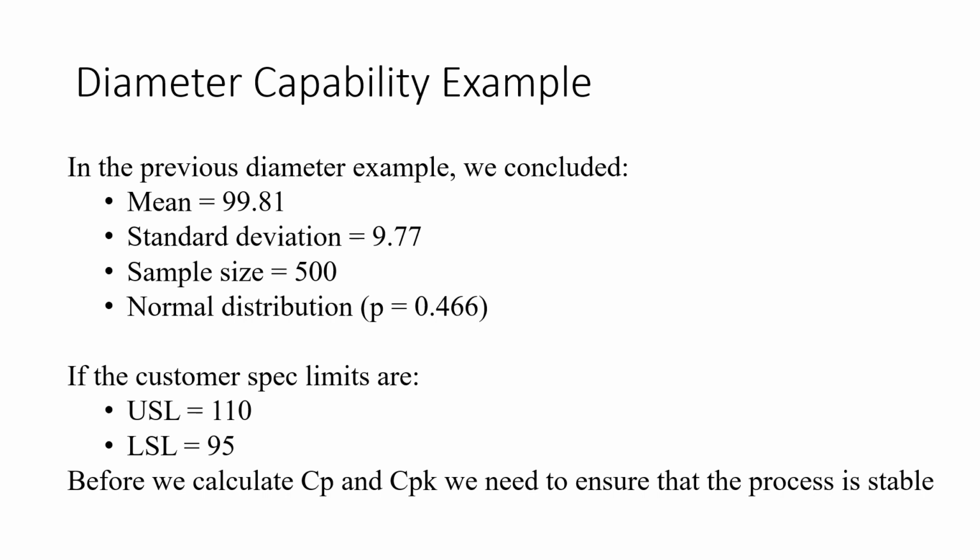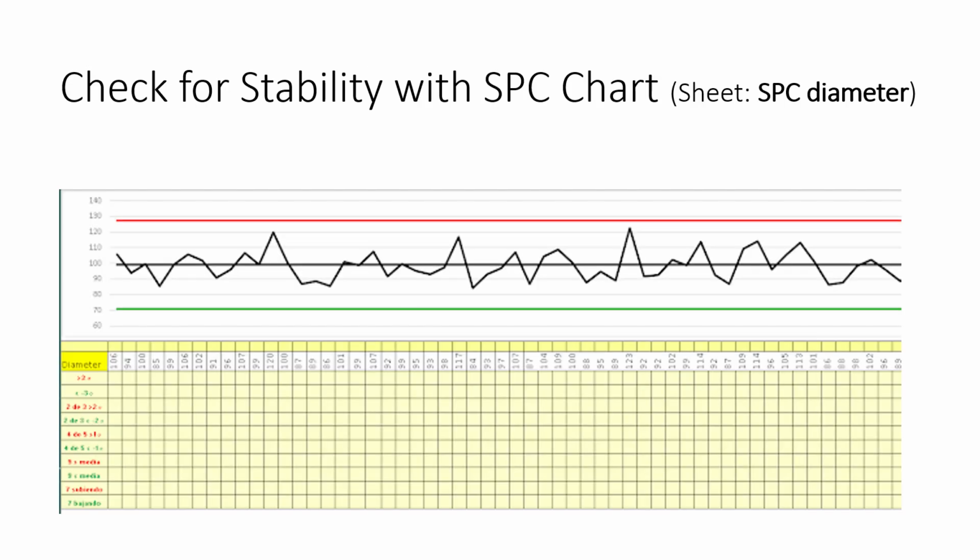We will now use the data from our previous diameters example. Let us assume spec limits of 95 and 110. But before we do that, we need to make sure that the process is stable. We will use a variable's SPC chart for individuals. A condition to use this chart is that data follows a normal distribution, which we already confirmed before. The SPC chart doesn't show any out-of-control symptoms, so we can go ahead and calculate the capability indexes CP and CPK.